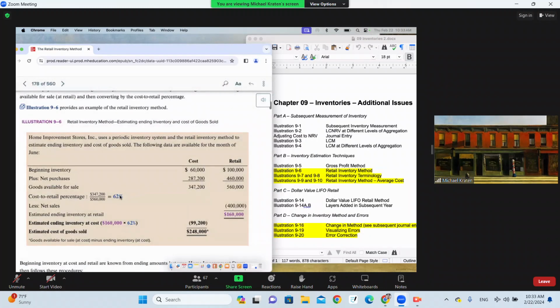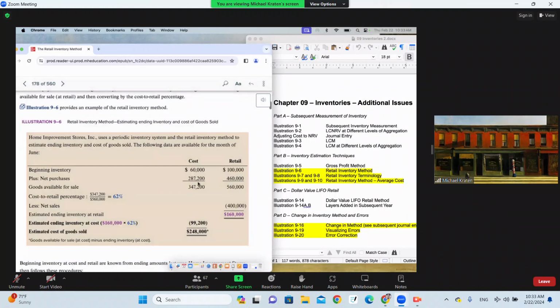Okay, hold on. If we were to assume that the cost number is always 62% of the retail number, well, if this retail number is 160, the estimated cost of my ending inventory at retail, then 62% of it is the estimated cost of my ending inventory.